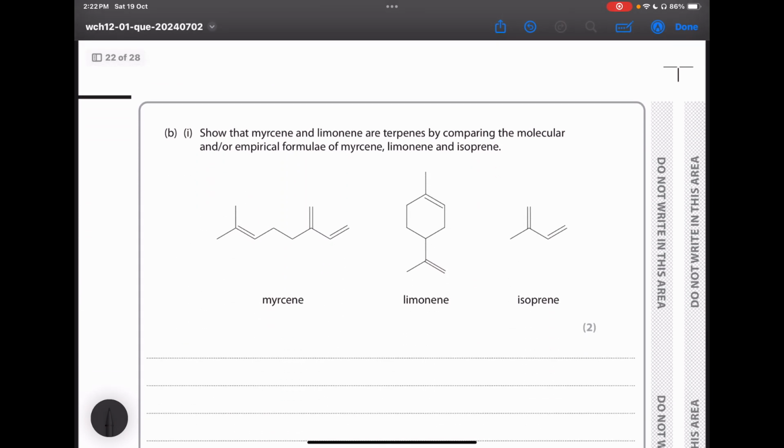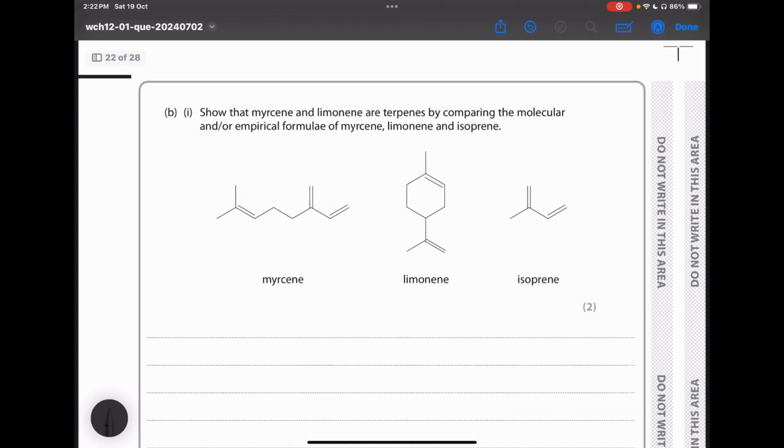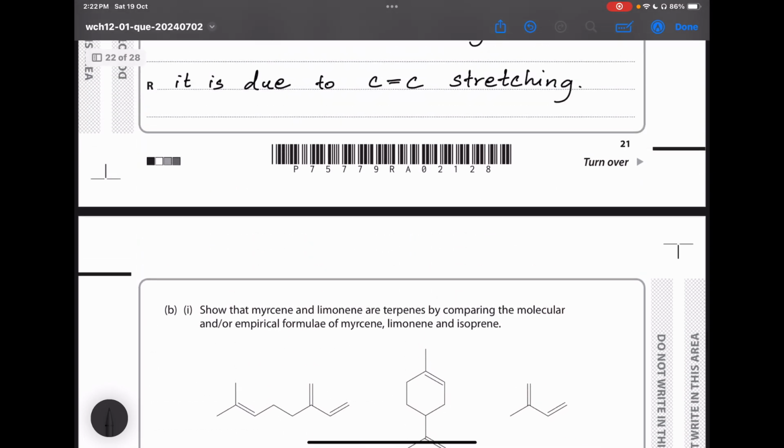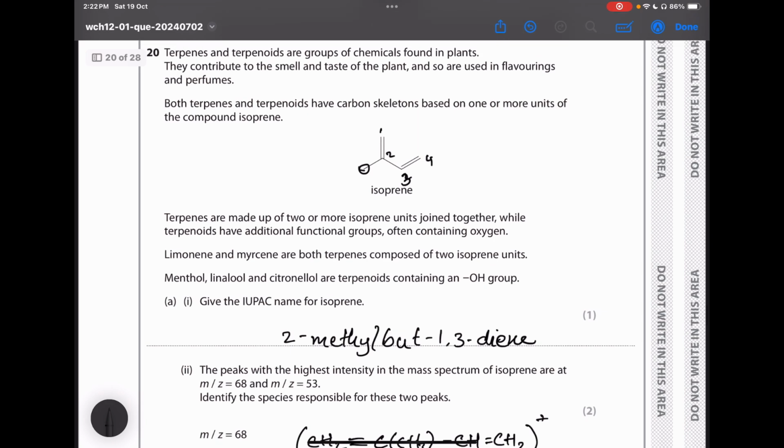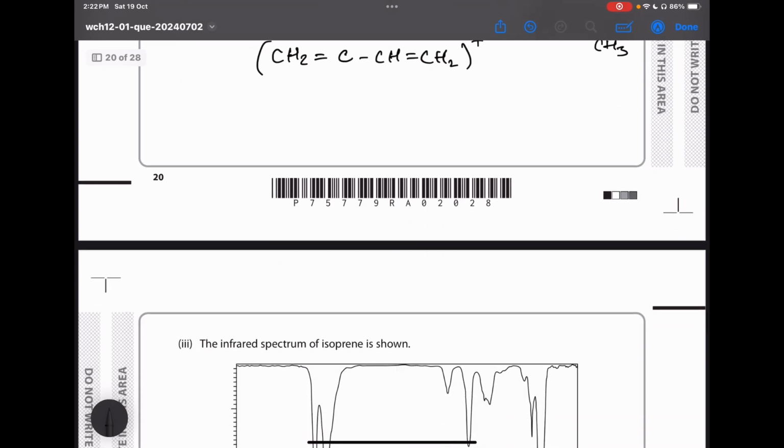Show that myrcene and limonene are terpenes by comparing the molecular and or empirical formula. Okay, so what do we mean by terpenes? So let's go back to what they said. So terpenes are made up of two or more isoprene. So it has to be twice of this, right?